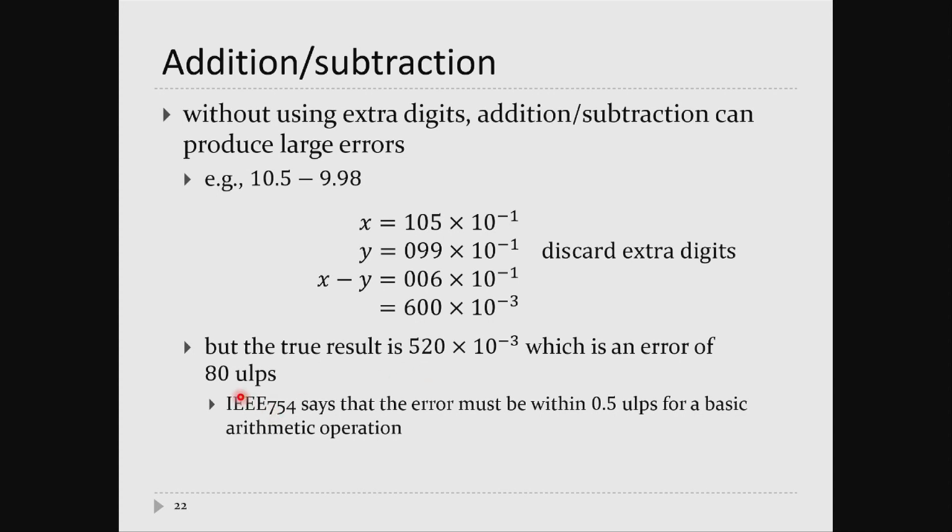That's an error of 80 ULPs. You're 80 numbers off compared to what you should have gotten. The standard says you have to be within 1/2 an ULP for any basic operation, so multiplication, division, addition, subtraction. The IEEE standard says when you do this, you must be within 1/2 an ULP. And here, I'm at 80, so this is no good. So obviously, we're not going to do it this way.